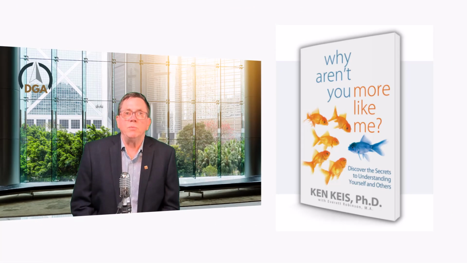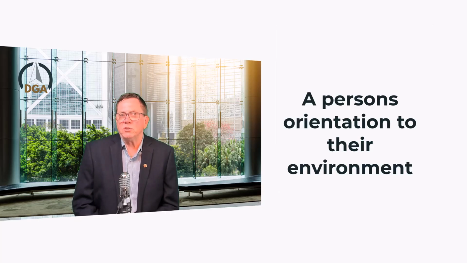I like how Dr. Ken Keyes in his book, Why Aren't You More Like Me, defines extroversion and introversion as a person's orientation toward their environment. Many people would describe an extrovert as people-oriented and loud. They like to be the center of attention. And this is sometimes an indicator of extroversion. A simple way to think of it might be to consider whether or not the person is trying to control their environment or if they respond to what is available.